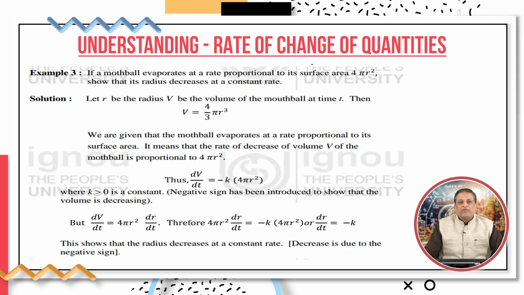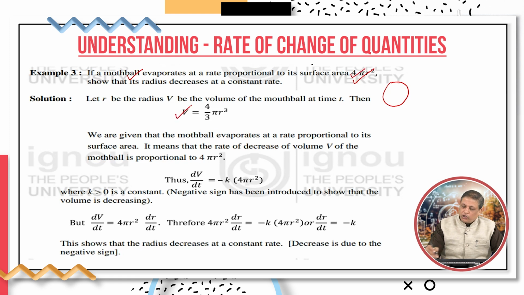Now, again one more question is there. A moth ball evaporates at a rate proportional to the surface area 4 pi r square. So, show that radius decreases at a constant rate. So, we are given a moth ball. Moth ball is spherical in nature and it is evaporating. So, that means the volume of the moth ball is reducing, and it is given that it is proportional to the area 4 pi r square.